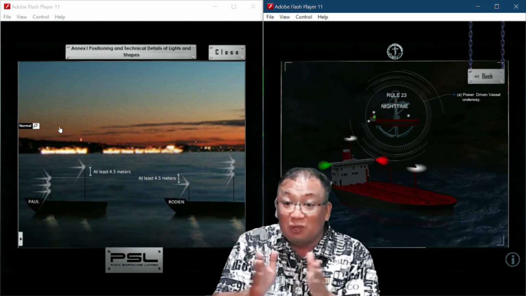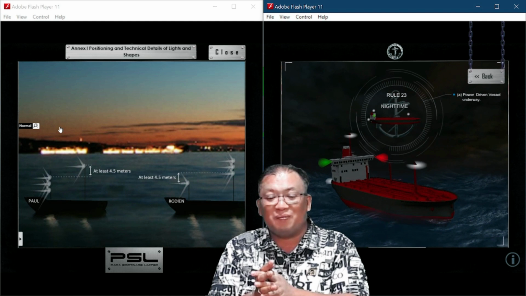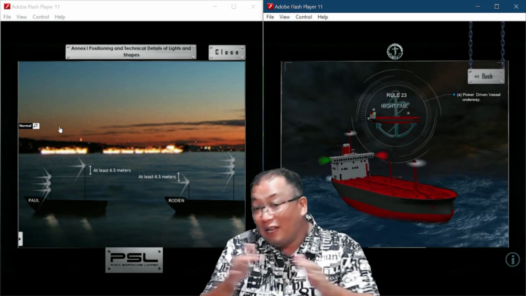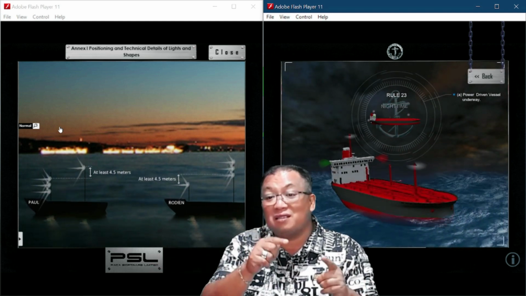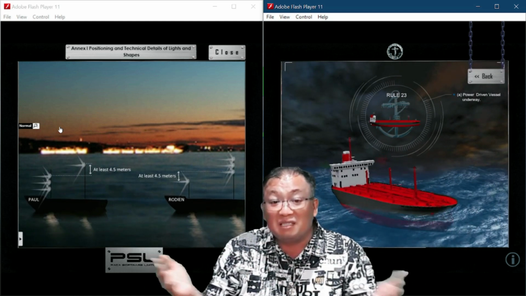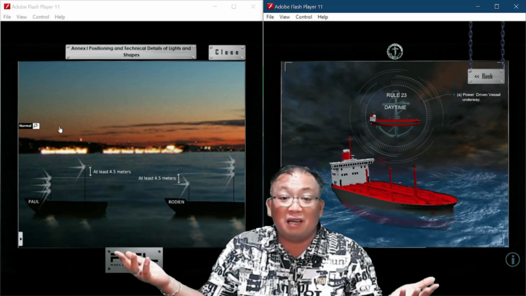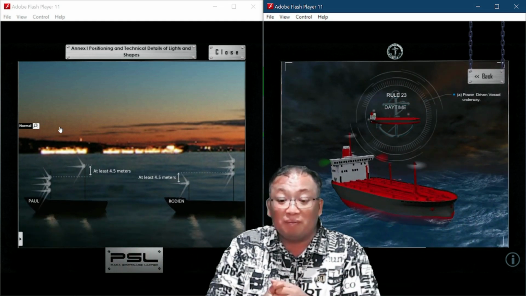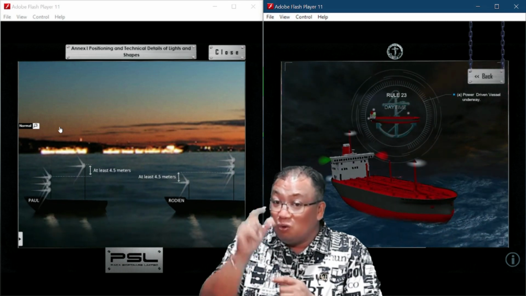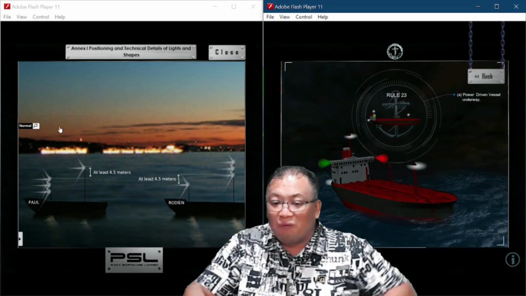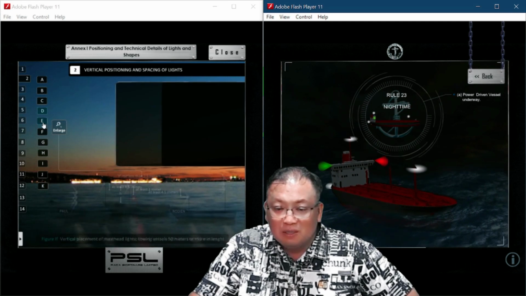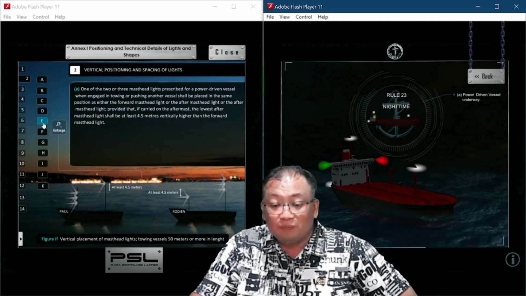Okay, right now we're talking about vertical distance. So height above the hull, you remember 6 to 12. Very easy. Side lights to masthead light for a small vessel, 1 meter. 2 masthead lights, 4.5 meters. So it's very easy. So it is in 2 Echo.